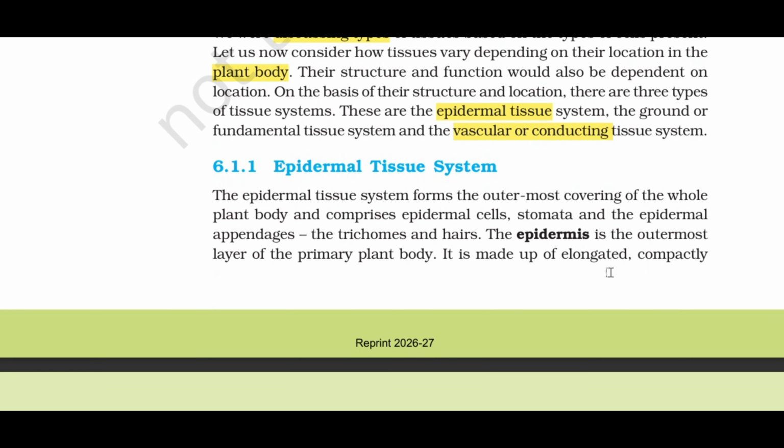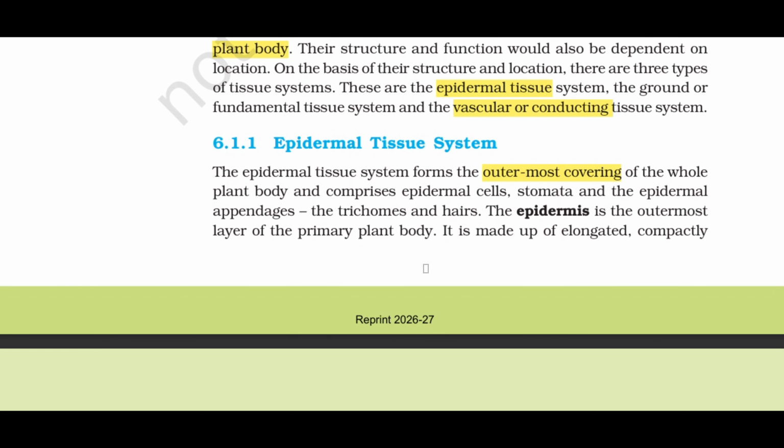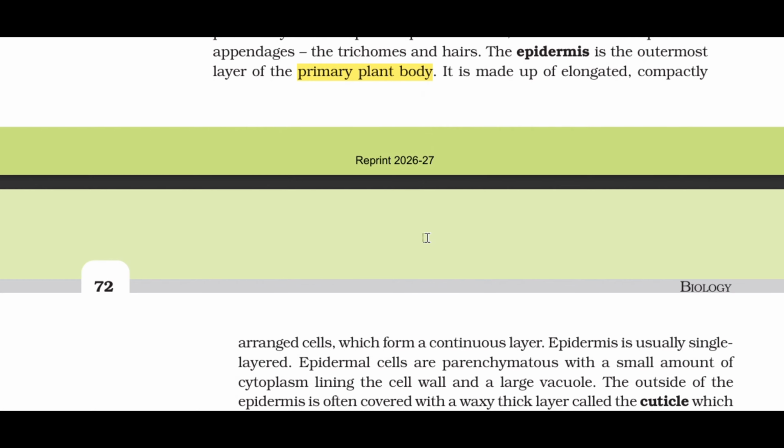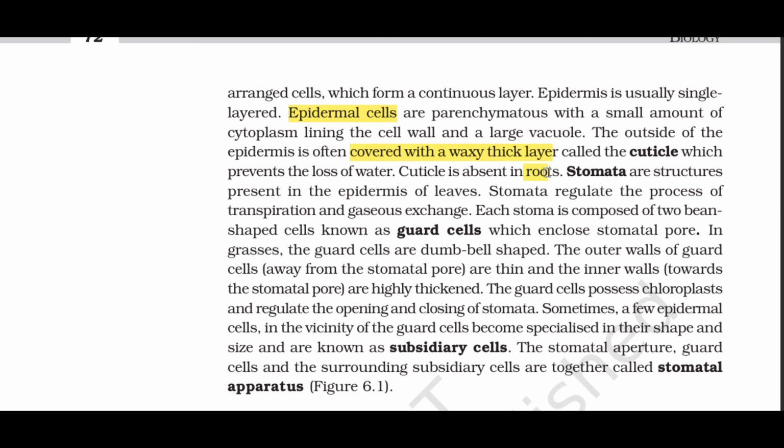Epidermal tissue system. The epidermal tissue system forms the outermost covering of the whole plant body and comprises epidermal cells, stomata, and the epidermal appendages, the trichomes and hairs. The epidermis is the outermost layer of the primary plant body. It is made up of elongated, compactly arranged cells, which form a continuous layer. Epidermis is usually single-layered. Epidermal cells are parenchymatous with a small amount of cytoplasm lining the cell wall and a large vacuole. The outside of the epidermis is often covered with a waxy thick layer called the cuticle, which prevents the loss of water. Cuticle is absent in roots.